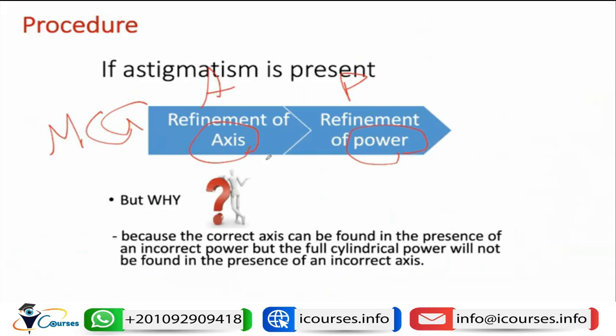But why do we have to follow this order? This was found because a correct axis can be found in the presence of incorrect power. But the full cylindrical power cannot be found in the presence of an incorrect axis. So if we find an axis that is not correct, I still have a reliable result of the power. But the reverse is not true. So if I start with the power and my power calculation was wrong, then I will definitely have a wrong axis.